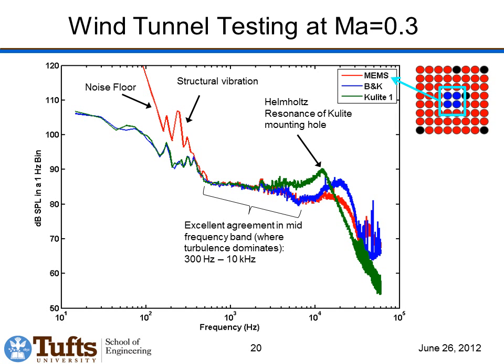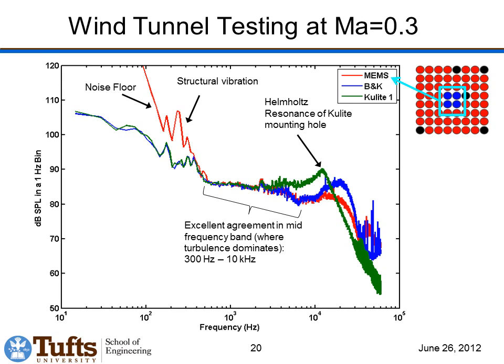So here's the result we were so excited to see when we got to do our wind tunnel testing. Here we're looking at a frequency spectrum for a single point measurement of the pressure spectrum that we're seeing from our array compared to the B&K microphone and one of the Kulites. The red is the MEMS, the blue is the B&K, and the green are the Kulites. In this mid-band from 300 Hertz to 10 kilohertz, we see great agreement between all three sensors. That's wonderful. We're so happy to see that our microphones are performing very well.